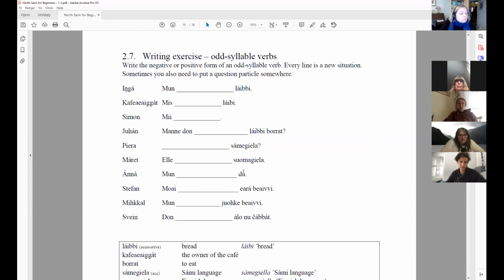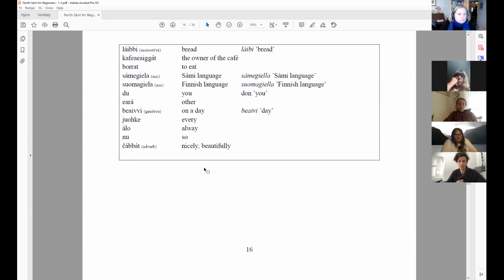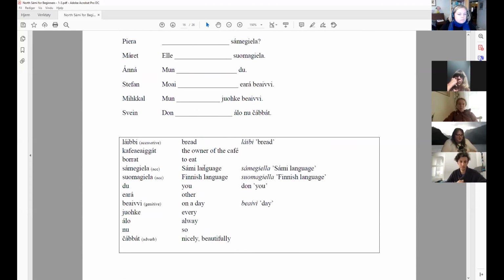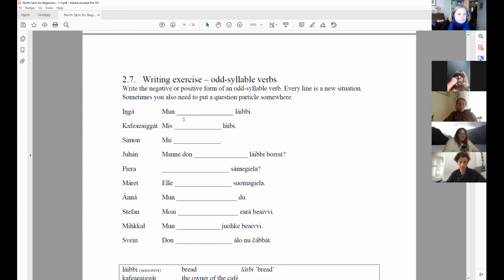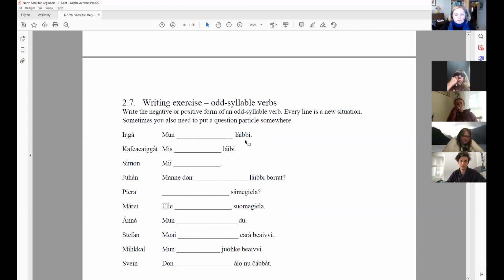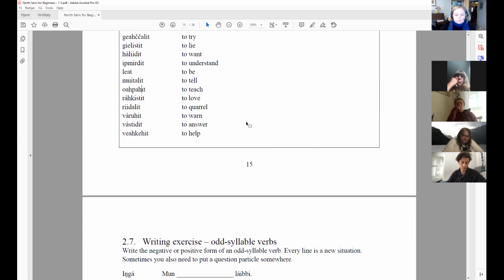And I run further on here. And here we have a writing exercise. It's the last thing on today's lesson. Write the negative or positive form of an odd syllable verb that you can find in the list here above.